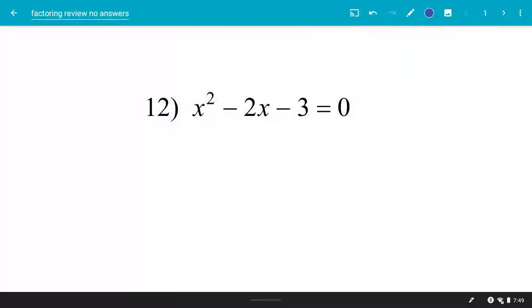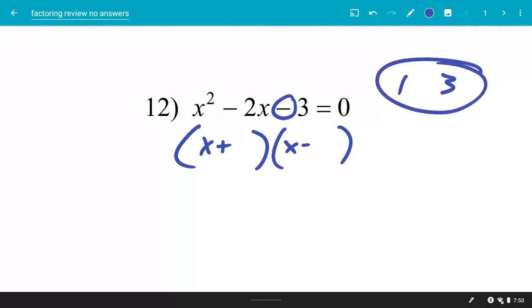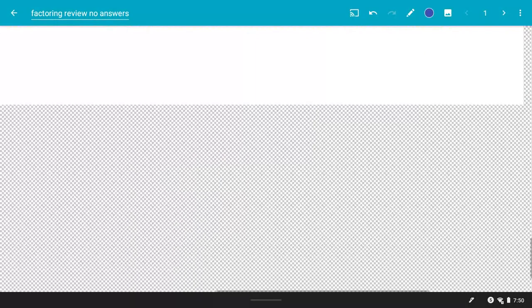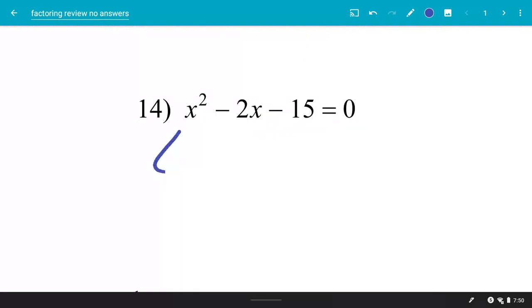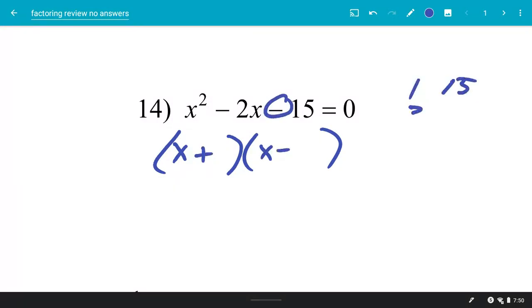Number 12, no GCF, no leading coefficient. Split the signs, put an X in each. Signs are opposite. Factors of 3 are 1 and 3. The larger number gets the sign from the middle. Number 14, no GCF, no leading coefficient. Split the signs. Signs are opposite, plus and minus. 1 and 15, 3 and 5. The larger number gets the sign from the middle.